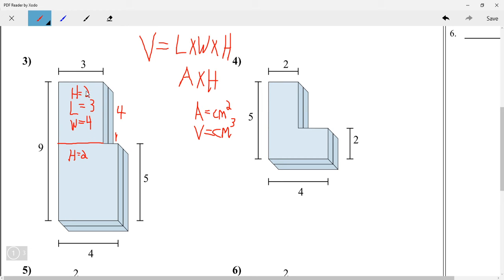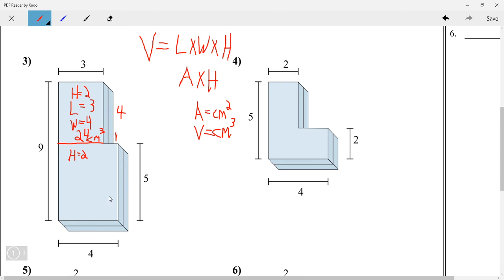So just to clarify that, 2 times 3 is 6, and then 6 times 4 is 24. I could do 4 times 3 is 12, 12 times 2, 24, 2 times 4 is 8, 8 times 3, also 24. Doesn't matter what order you put them in. So this is 24 centimeters cubed, or you could say cubic centimeters.